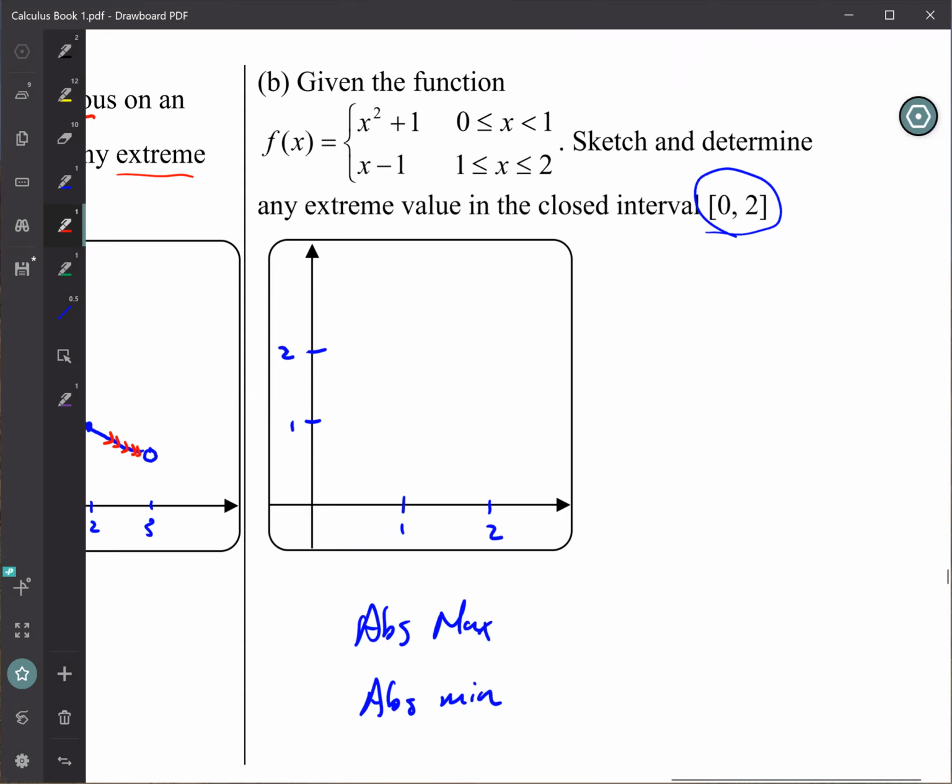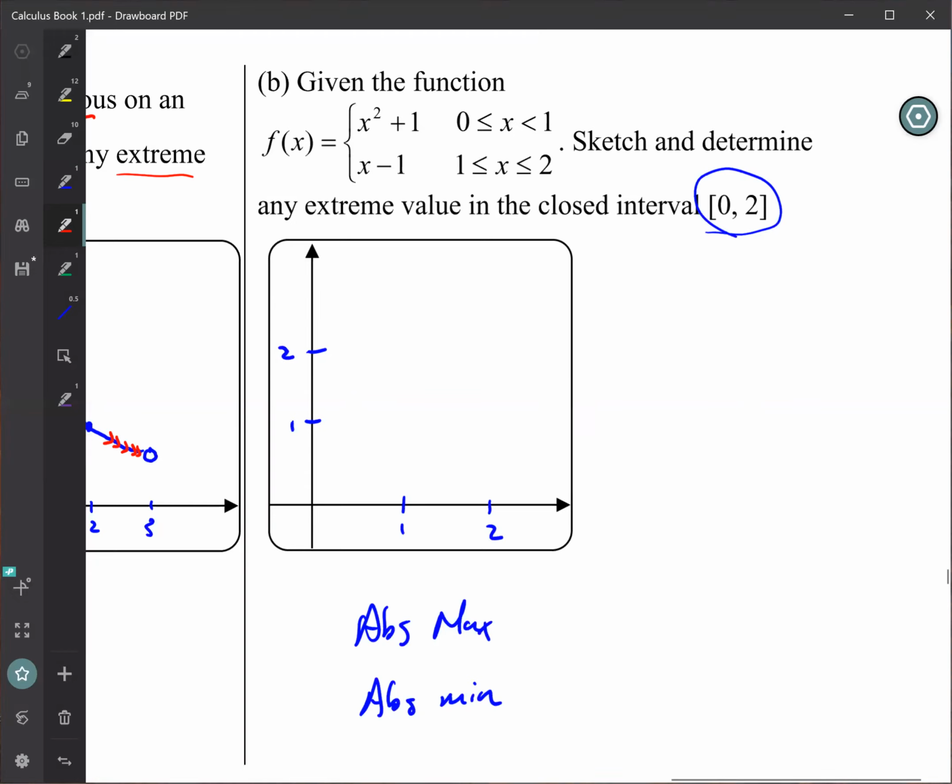Jason, yep, can you have 2 max? You could, but the y value can only be 1. It could happen at more than 1 place, okay, but the y value can only be 1. Okay, let's check if you have the same graph as mine.